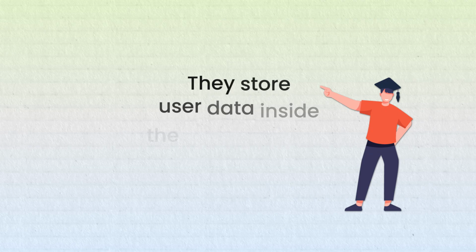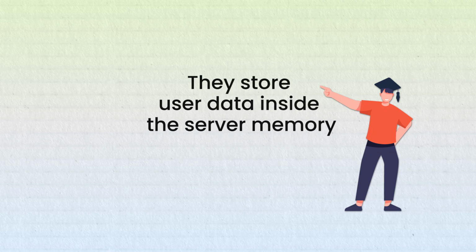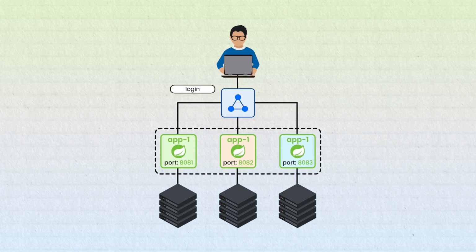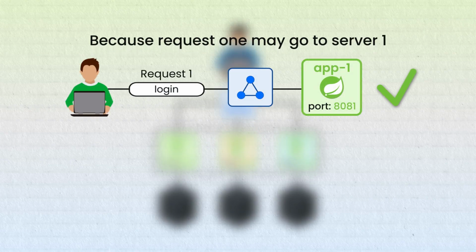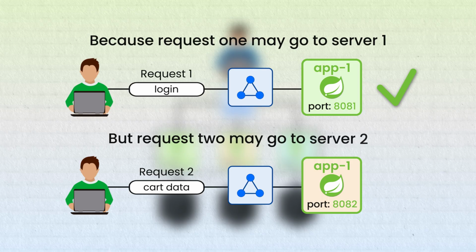I want to warn you about something important, which beginners commonly make. They store user data inside server memory. For example, they save the login state, cart data, or temporary user information inside one Spring Boot instance. This can cause problems. Why? Because request 1 may go to server 1, but request 2 may go to server 2. If server 2 doesn't have the same session data, the user may suddenly appear logged out.